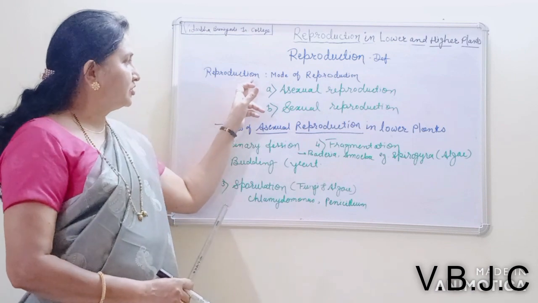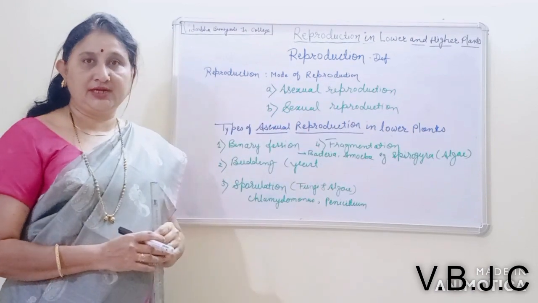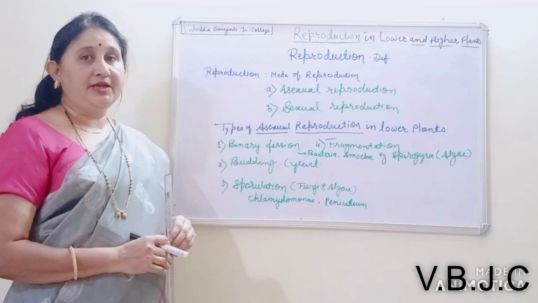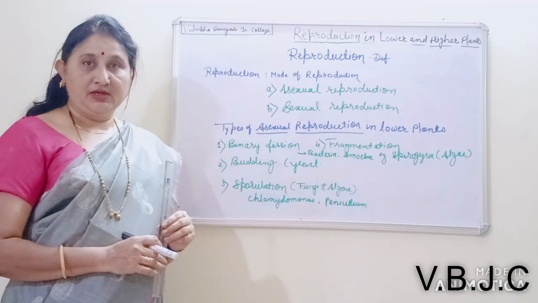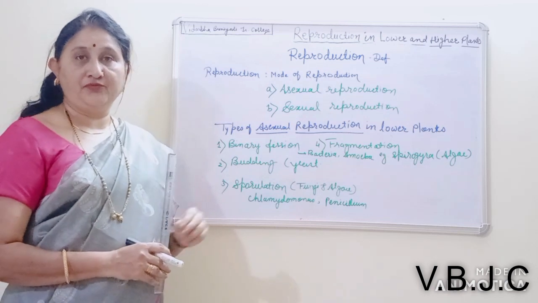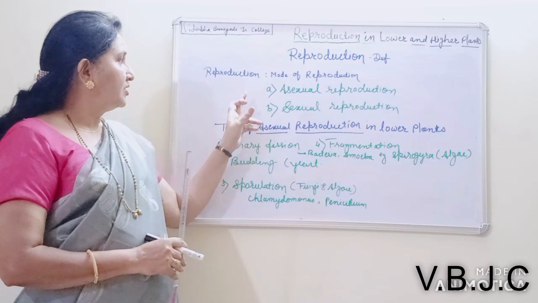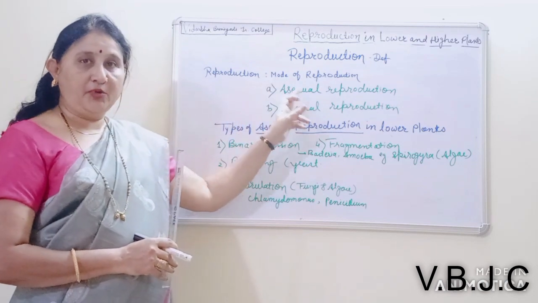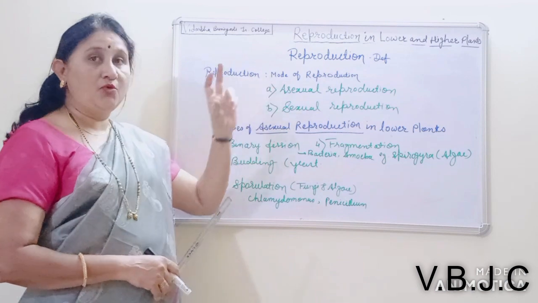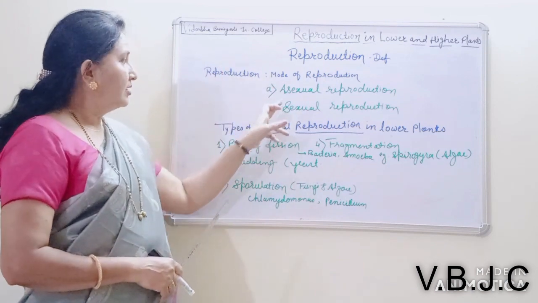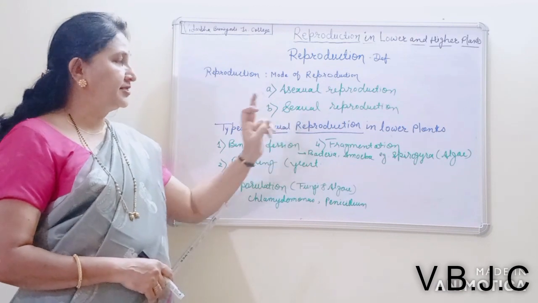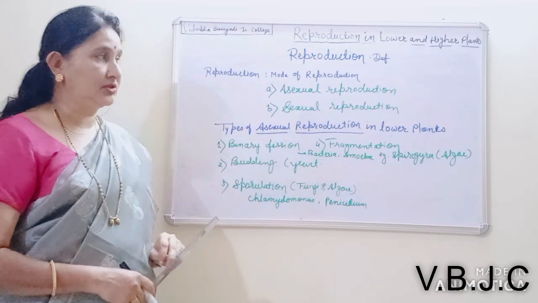Now, what is the essentiality or importance of reproduction? Reproduction continues the species as well as the life of a living organism. So that is the importance of reproduction. There are two modes of reproduction: one is known as asexual reproduction and the other is known as sexual reproduction.